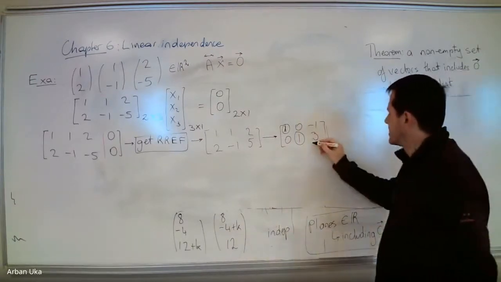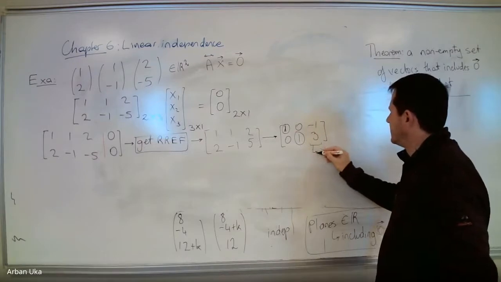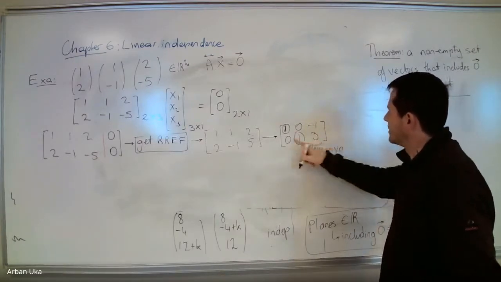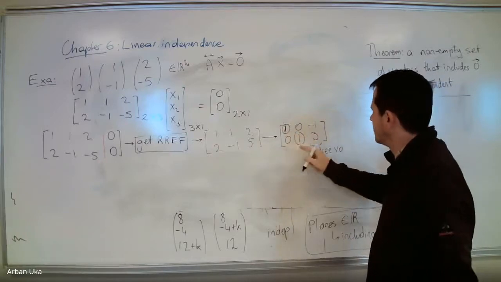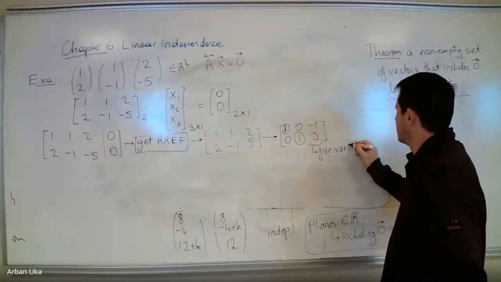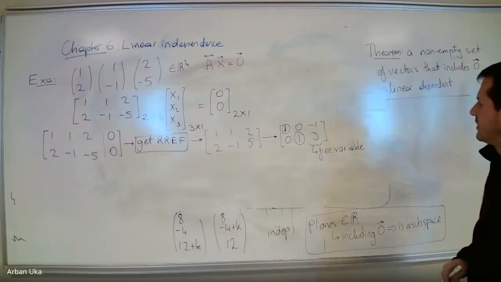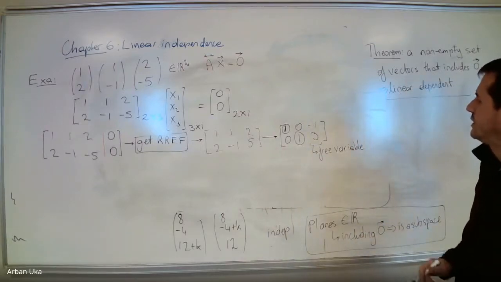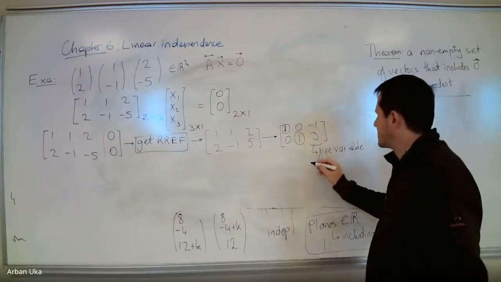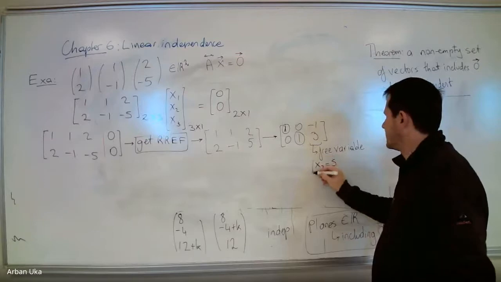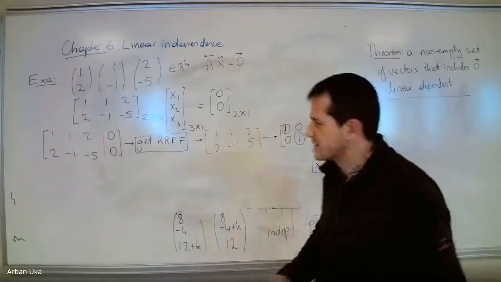So this is a free variable. We know this is a free variable because the leading ones are here, so this becomes a free variable. And with this free variable, what do we do here? We say that x3 is equal to s. This would be our free variable in this case.